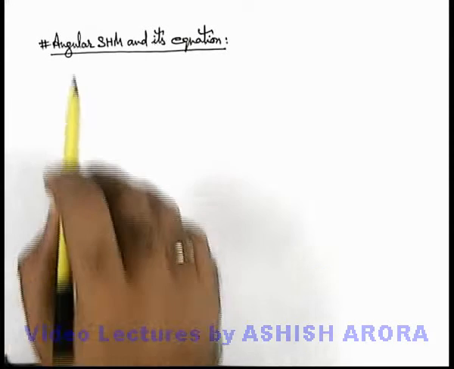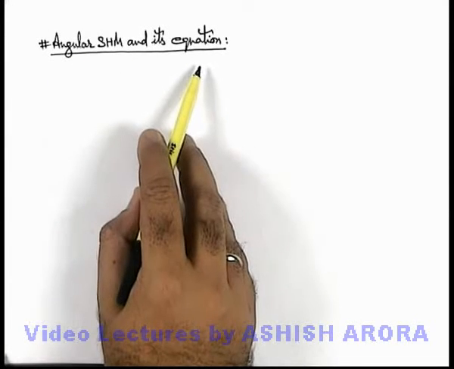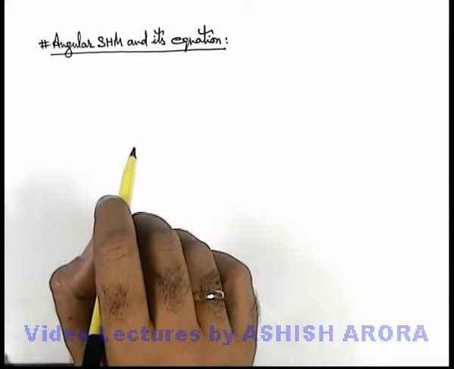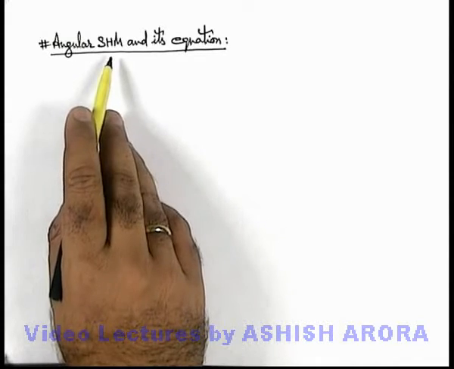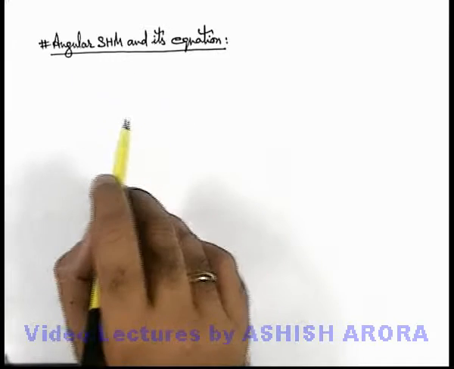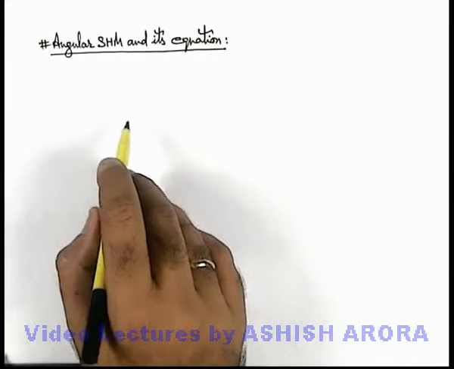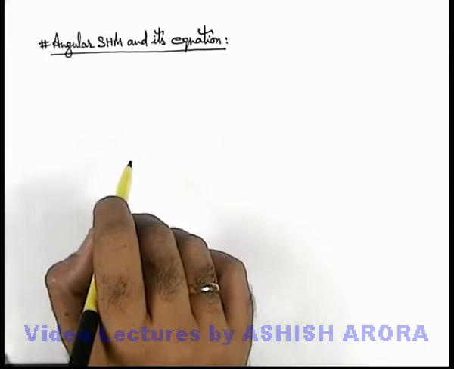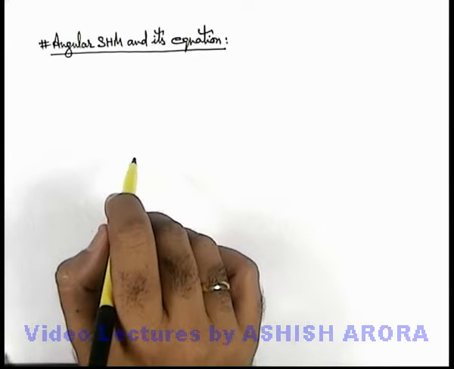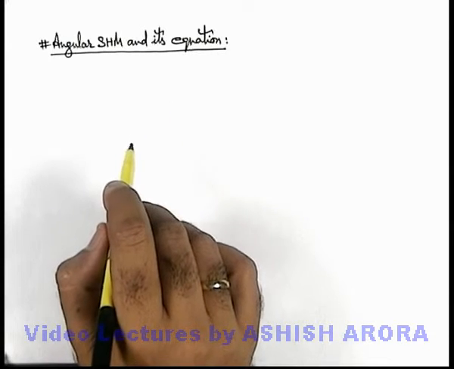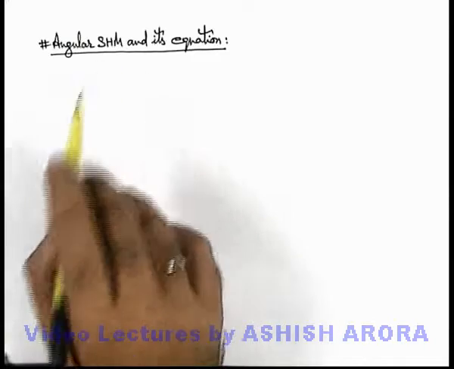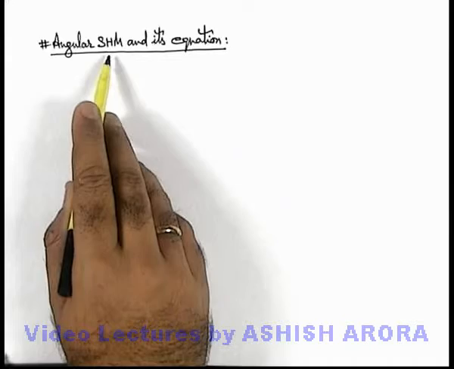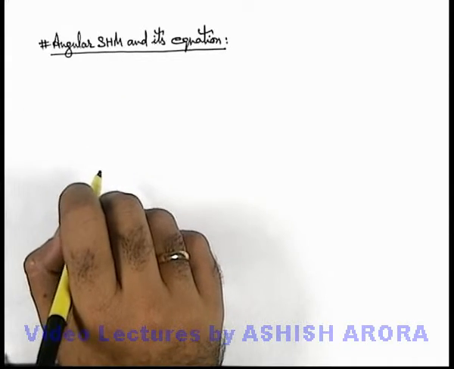Now let's study angular SHM and its equation. Till now the cases which we have studied are the cases of simple harmonic motion in which a particle moves in a straight line. Now whenever we talk about a rigid body which is pivoted about an axis of rotation, in that situation the body can also oscillate, and such oscillations are called angular oscillations, and if some specific conditions are satisfied, these are termed as angular SHM.